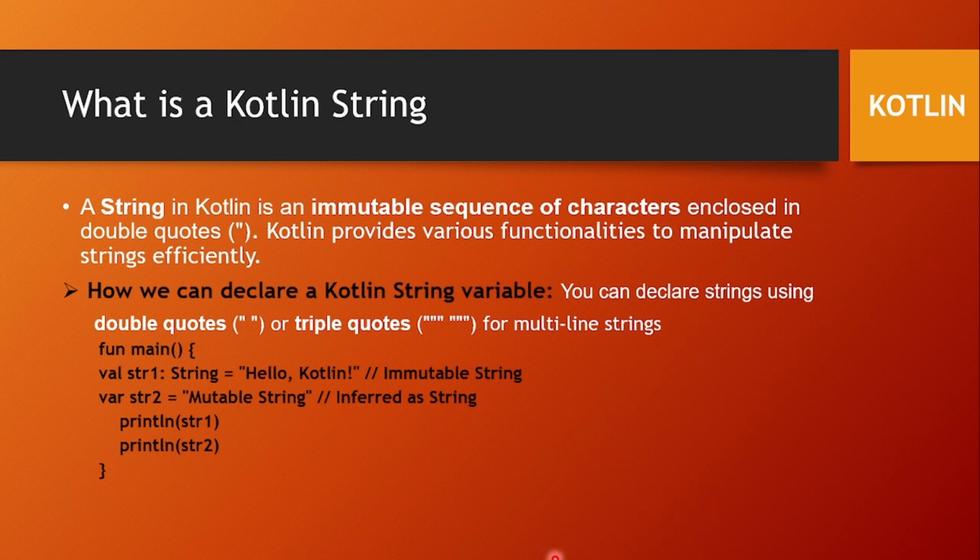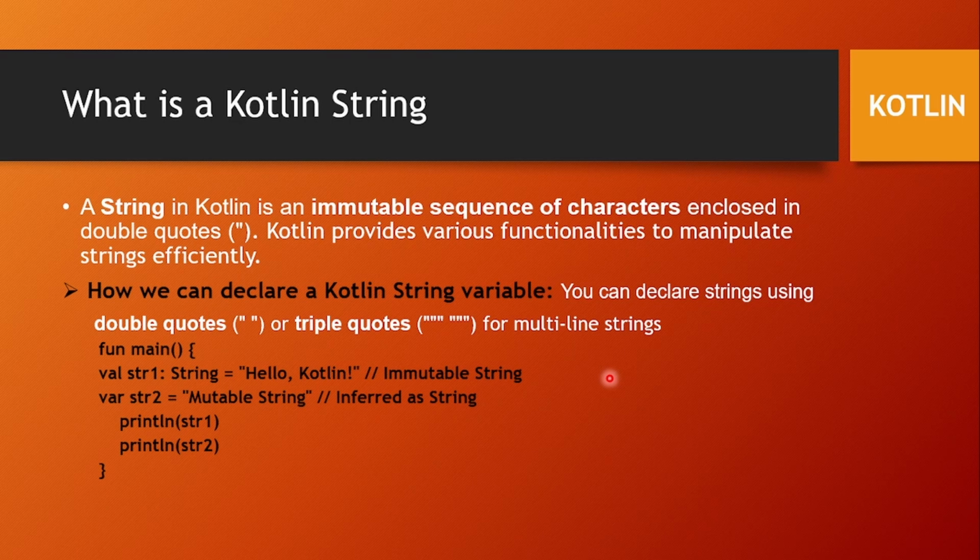It can be the name of someone, the name of some place, or a letter, or any other thing that contains characters. We are able to declare our string inside double quotes or inside triple quotes. Double quotes are for simple strings in one line and triple quotes for multi-line strings. When we have long strings, we can use triple quotes. And String is a class in Kotlin that has a lot of functionalities for manipulating strings efficiently.